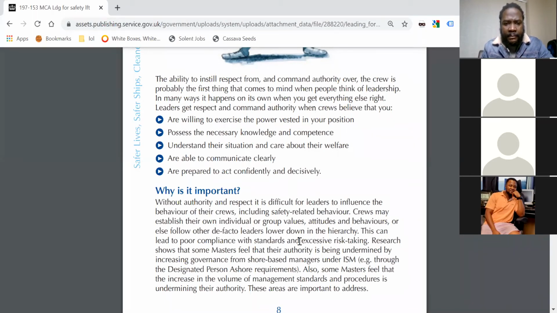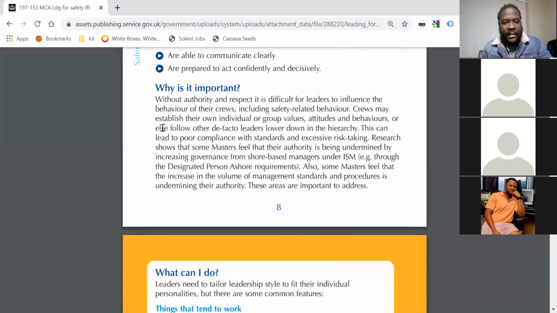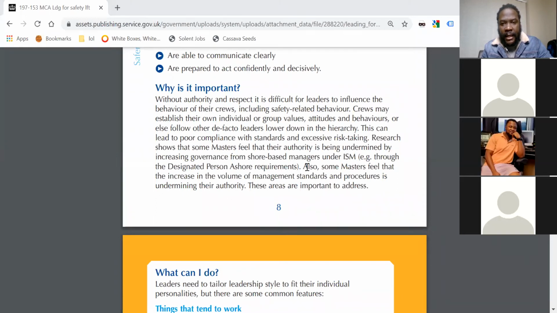So again, as you see, there's an individual or group value. In that one, there's a group religion, there's a group nationality, and they had a de facto leader, which was the second engineer, and they followed the second engineer. Even if the captain would say, let's have a barbecue on Saturday, the second engineer would say, no, we're going to have it on Friday, and they would do it on Friday. It is what it is.